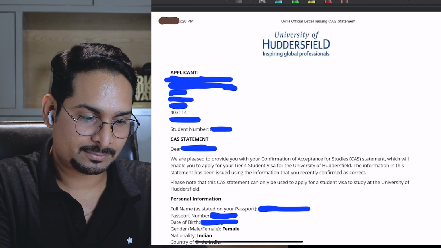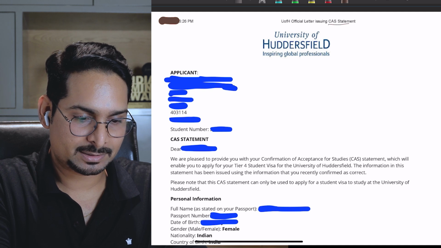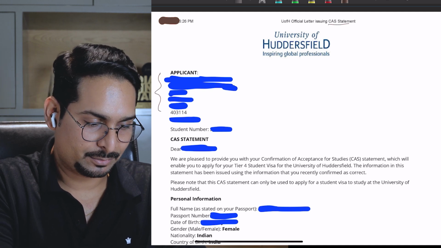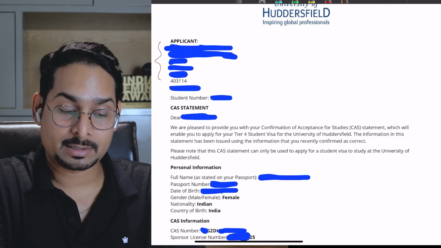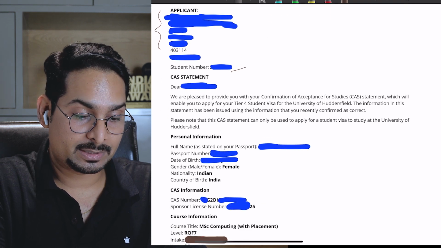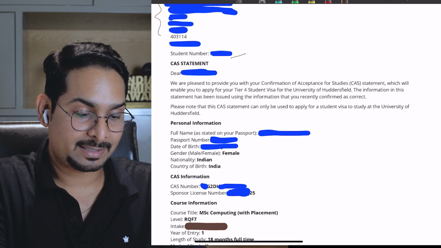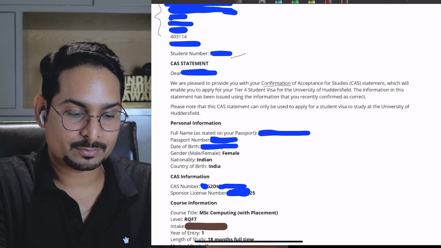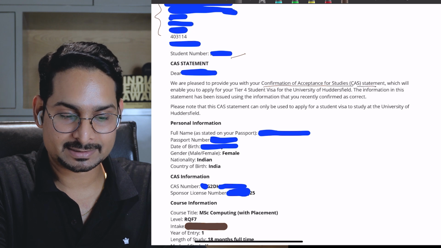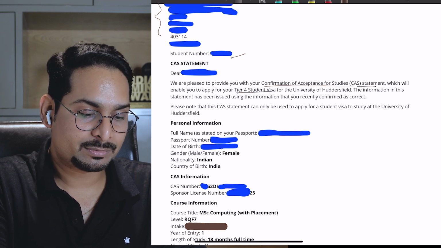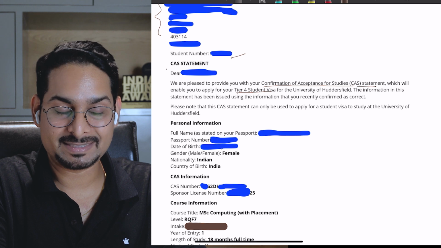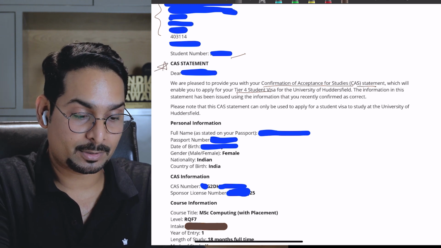Here is a sample. Here you can see it's a CAS statement. It's a CAS statement of one of my students, and you can see here you will get the applicant details. That means your details, student number of the particular university, and it says that, see, we are pleased to provide you with your confirmation of acceptance for studies, which is CAS statement, which will enable you to apply for Tier 4 student visa. Yes, this is the important document you will get. You need it to apply for student visa. Student visa is Tier 4 visa in UK.